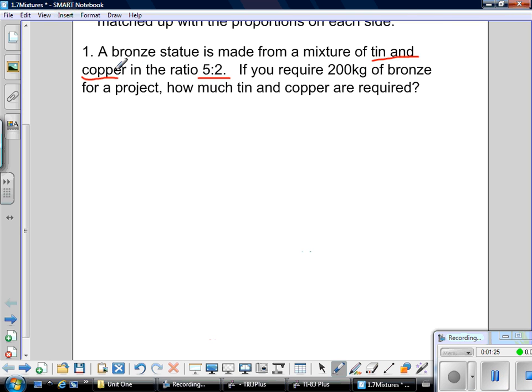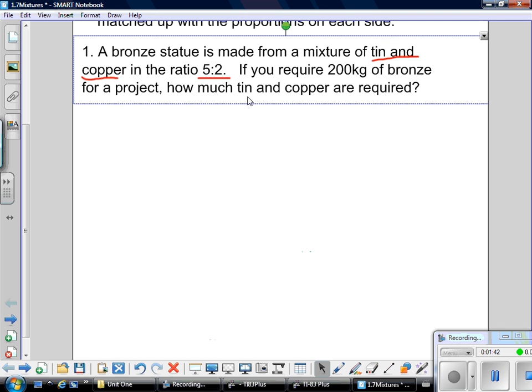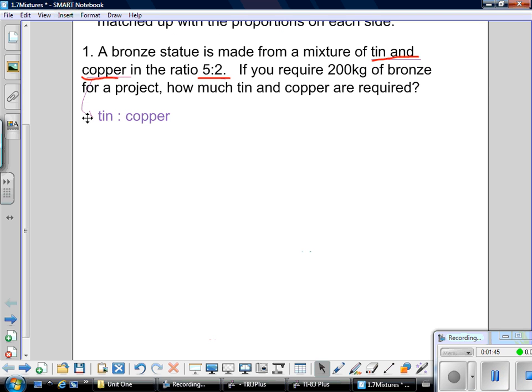They're talking about tin and copper, but they're also talking about bronze. Now, bronze isn't in this ratio. The tin and copper are. So the first thing I'm going to do is look at the ratio I've been given. I have tin and copper in the ratio of 5 to 2, so tin and copper is what's being compared. They list tin first, and the 5 goes with the tin, the 2 goes with the copper, exactly the way it's listed in English.